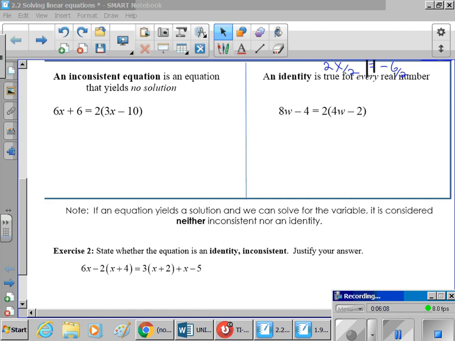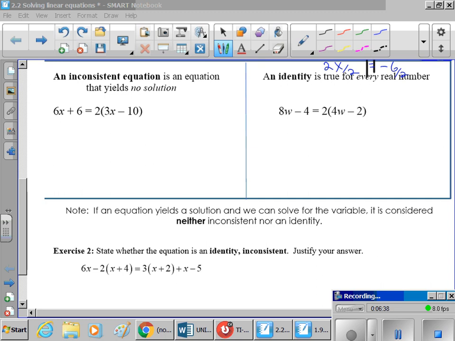Okay, so this part might be a little bit new. Some of you might have seen this in Algebra 1, but I'm not sure if you did, talking about what an inconsistent equation looks like and an identity looks like. So, an inconsistent equation is an equation that yields no solution. In other words, it can't work no matter what number you put in there. An identity is exactly the opposite. It's true for every number. No matter what number you put in there, it will work. So, that sounds kind of cool, right?